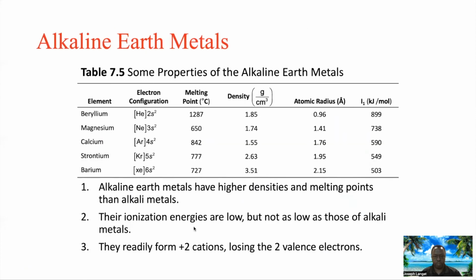Compared to this, right? They have a higher melting point than alkali metals. First ionization energies are low, but not as low as those of alkali metals. It's low compared to other metals, but not as low as the alkali metals. They readily form positive 2 cations by losing their valence electrons. Look at these 2 valence electrons: the 2s, 3s, 4s, 5s, 6s. These are valence electrons, electrons in the outermost shell.